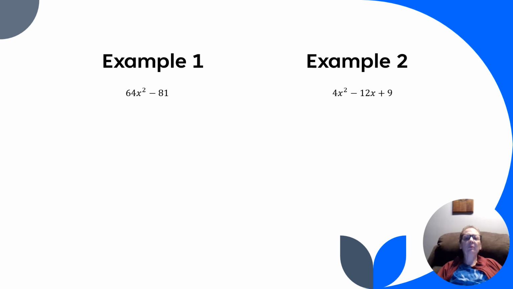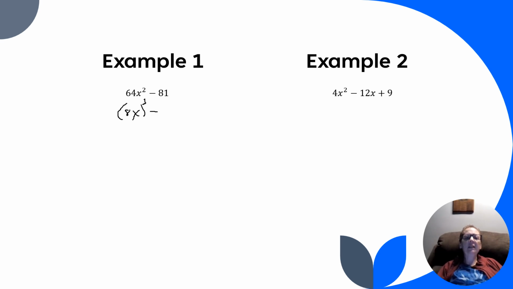On our first example, we have a binomial. So I'm going to look and see if this is a difference of perfect squares. So I look at the first term, is 64 a perfect square? Yes, it is. 64 is 8 squared. So I'm going to write what that is. And the x is obviously x. X times x is x squared.